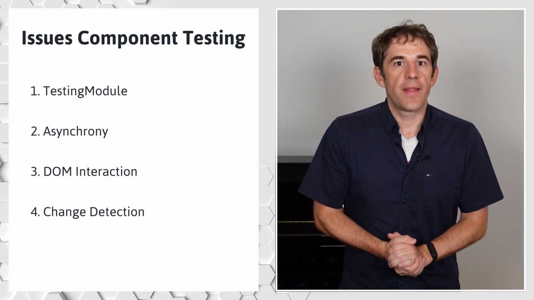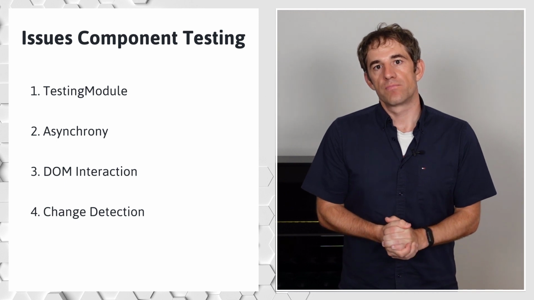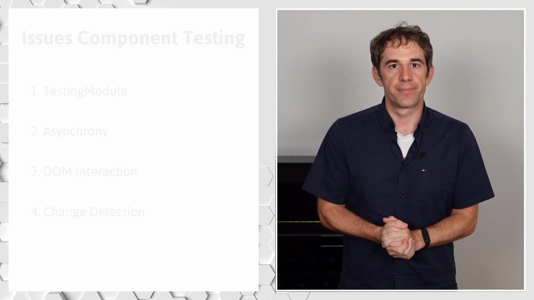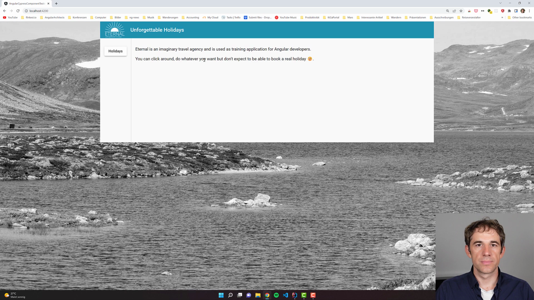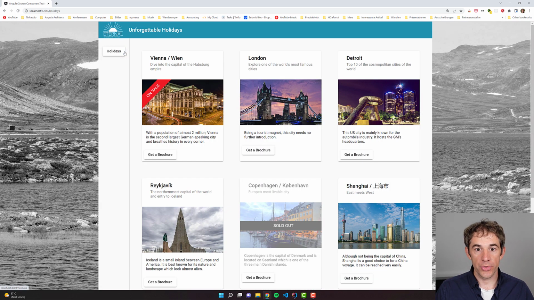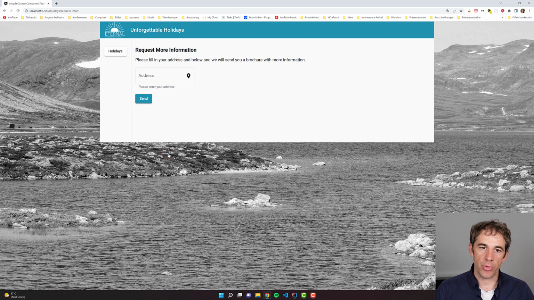Okay, and now let's take a look at the code example that I've prepared. So this is the application that I use more or less all the time. And we have here the holidays overview. And I, as user, can now select some holiday, for example, Vienna. And I can click on Get a Brochure. And this is now the component we want to test.